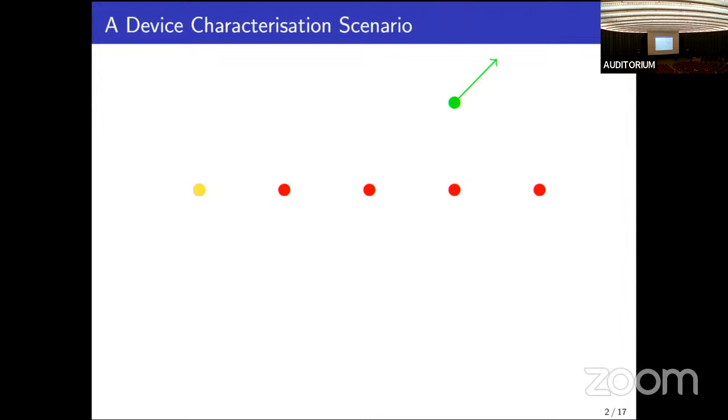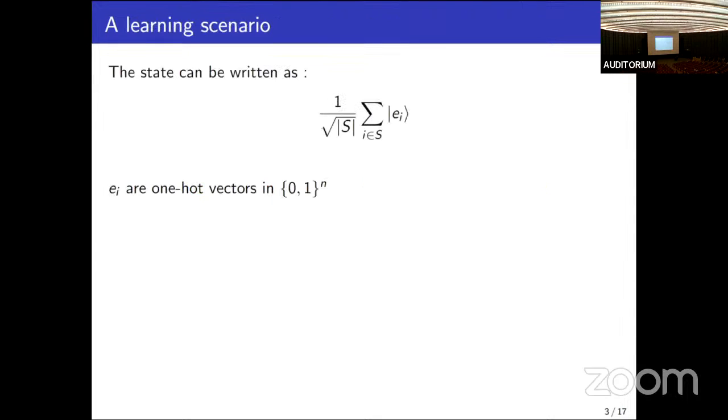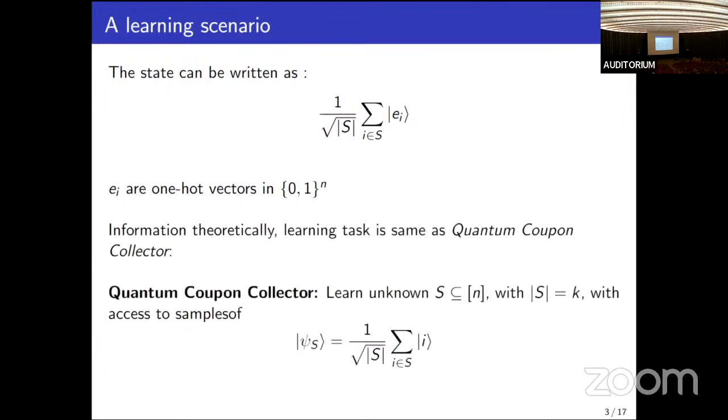So let's look at what the resultant state is going to look like. It is going to be a superposition over these ket E sub i's, where each E sub i is a one-hot vector, where a 1 corresponds to an excited state, while 0 corresponds to the ion being in the ground state. Now, information theoretically, learning from these samples is equivalent to something called the quantum coupon collector problem, where instead of the ket E sub i's, you are given access to a superposition over the ket i's belonging to S.